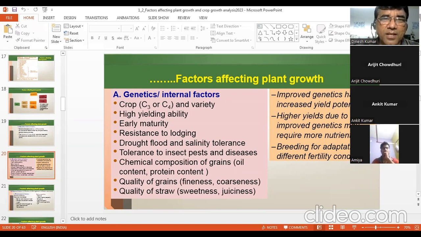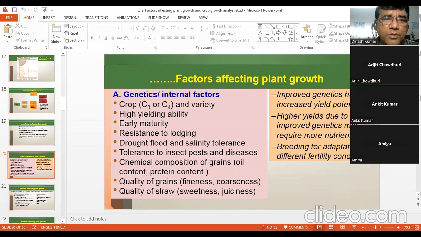Salinity, saline soils are also there. So you can develop genotypes which can tolerate the salinity. Under those conditions, normal genotype may not do better, may not grow better. But genotypes which are resistant or tolerant to salinity condition will give you more growth, better yields, and better returns. So here, the genetics is very closely related to the growth.